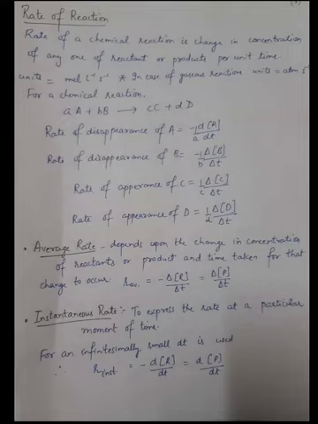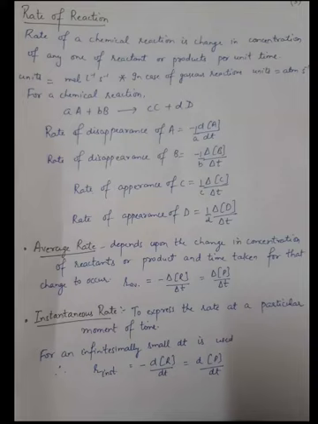Rate of a chemical reaction is the change in concentration of any one of the reactants or products per unit time. Its units are, as the definition suggests, for reactants mole per liter, and time is in seconds, so the unit will be mole per liter per second. In the case of gaseous reactions, where there is pressure, the unit will be atmosphere per second.